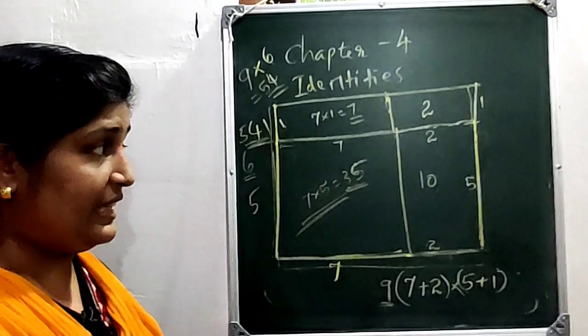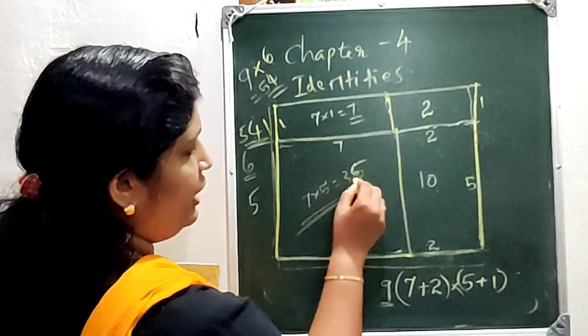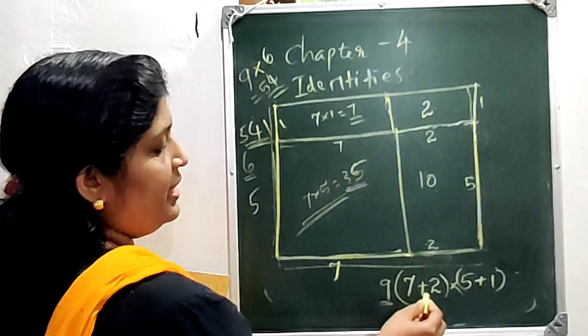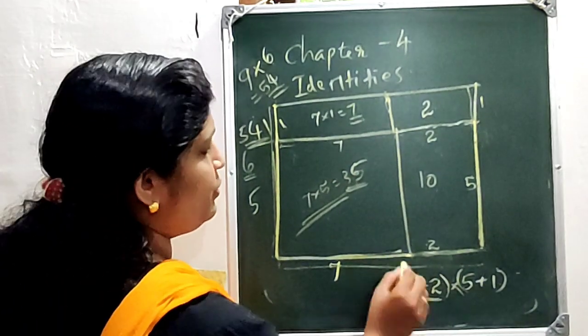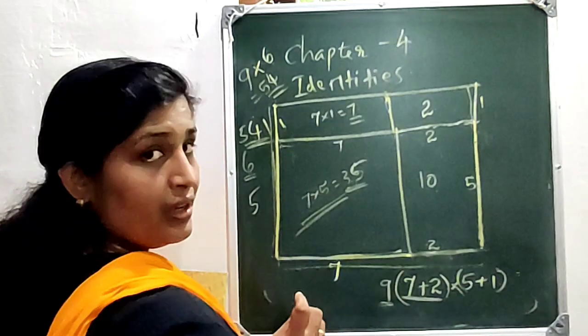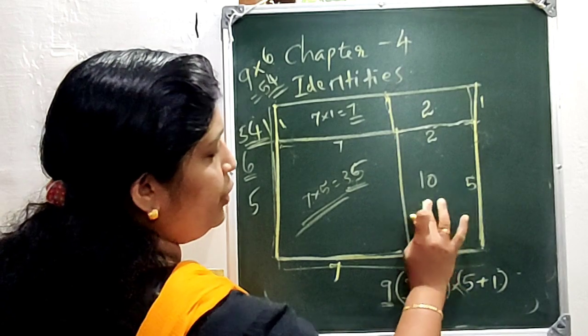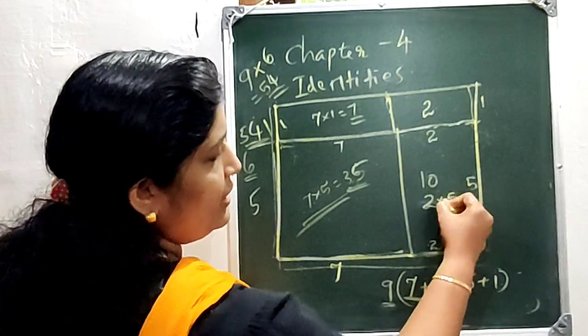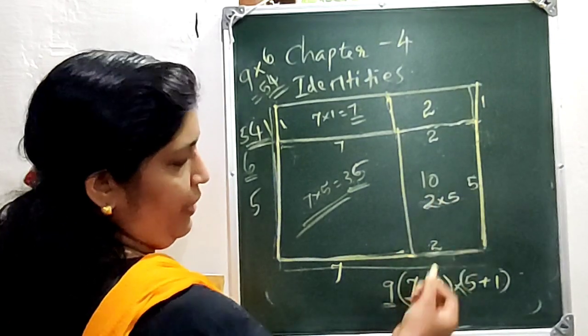But how do we do this? First we did 7 into 5. This is actually the product of two sums. So first we did 7 into 5, then 2 into 5. So it's 7 into 5, then 2 into 5.